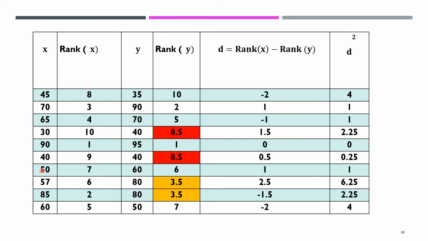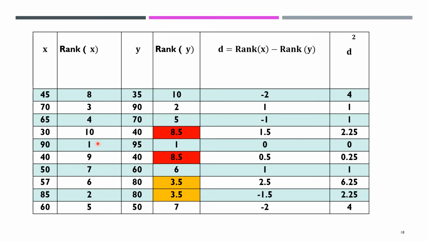The highest number in the X column is 90. So 90 is given as rank 1. The next highest number is 85, given as rank 2. After 85, we have 70, that is given as rank 3. 65 rank 4, 64 rank 4.